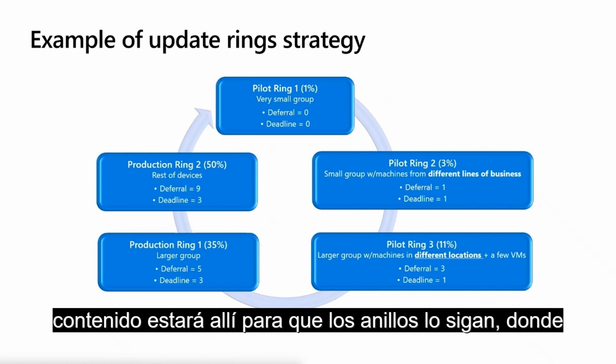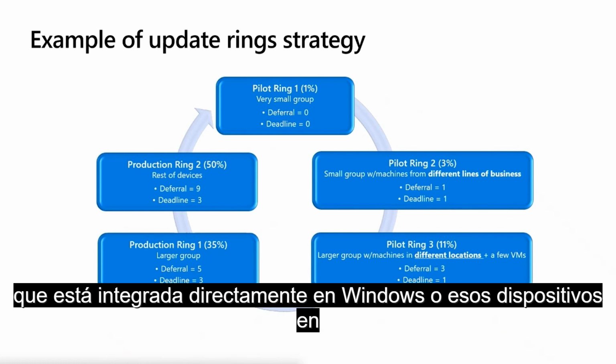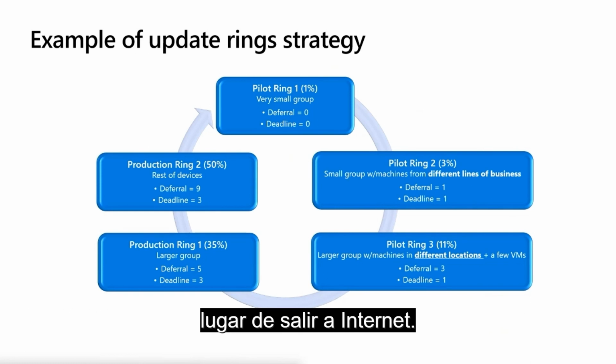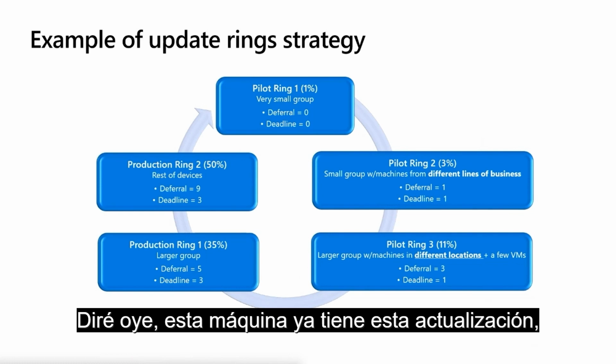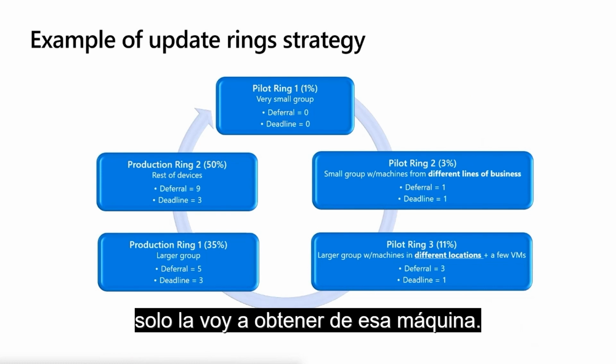And that content will then be there for the rings to follow, where we can use a technology called delivery optimization that's built right into Windows, where those devices, instead of going out to the internet, will say, hey, this machine already has this update. I'm just going to get it from that machine.